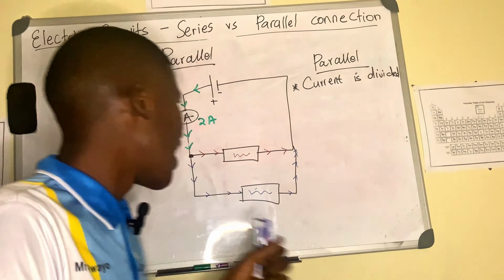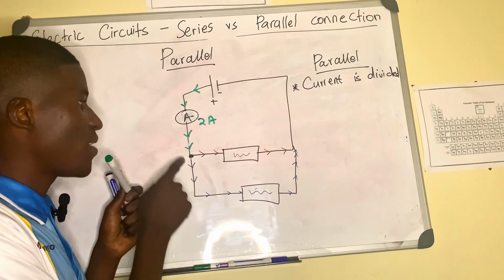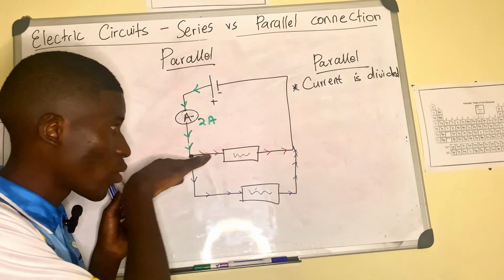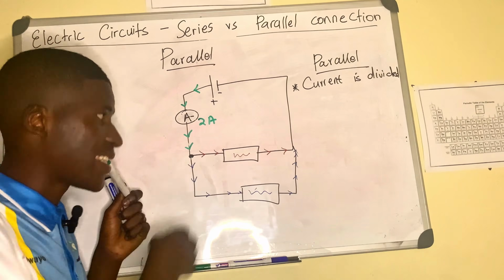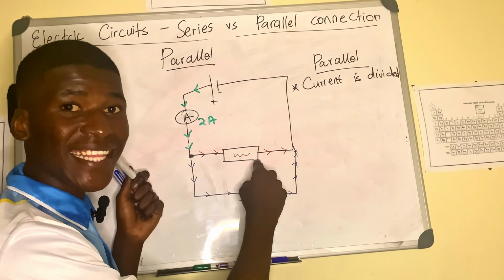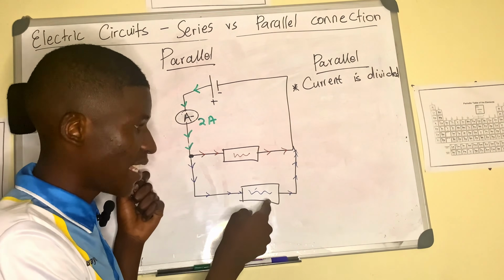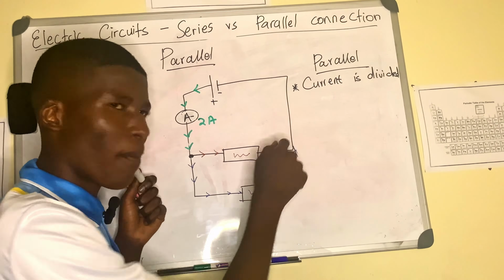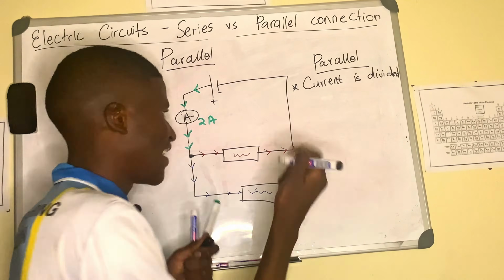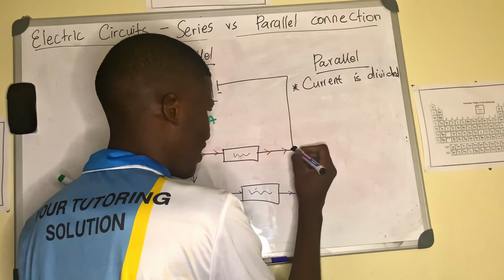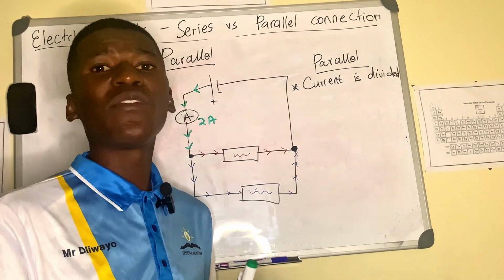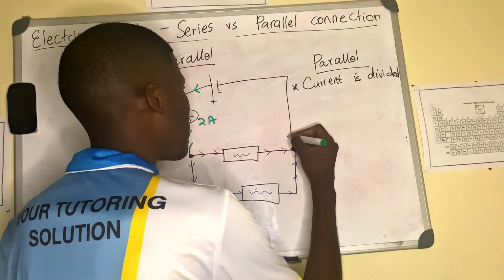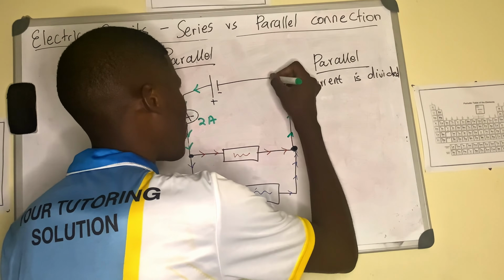Now look at this. When I split this 2 amperes, some part of it will go in this direction, some of it will go in that direction. When it enters this resistor, it will leave this resistor, and this one as well. And when it comes here, it will combine again at this point. And when it combines, it will still become the same total current exactly as it was before.